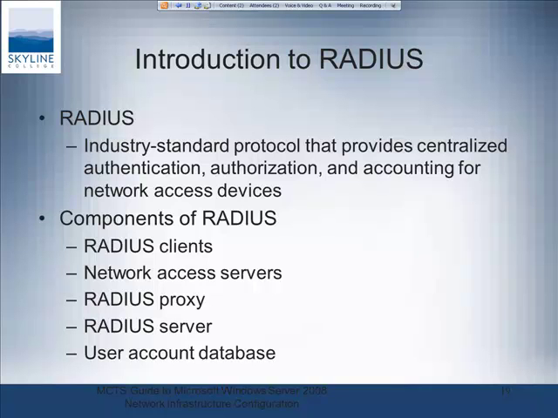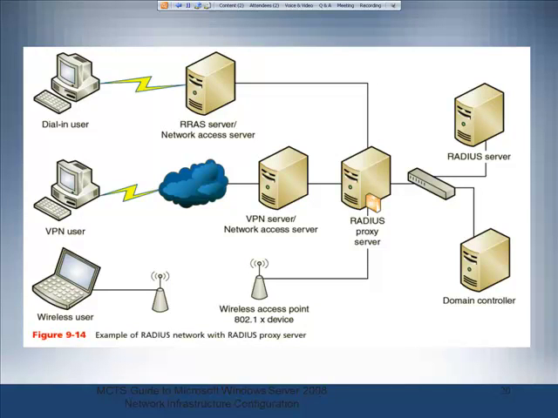The Radius proxy, if we have one, is a service running on one of those servers, and the Radius server is a service running on one of those servers. Frequently, the Radius server and the network access server may be the same server. Active Directory, in the demo that I use, are both in the same location. They don't have to be, but they can be. And then the user account database, we're talking again about Active Directory. Those are the components of this thing.